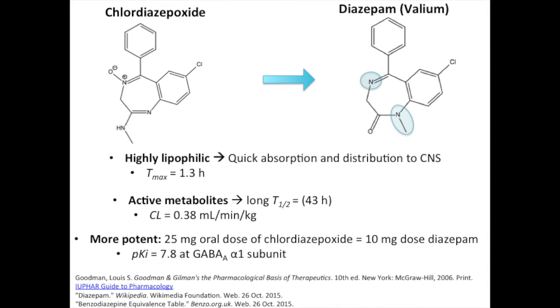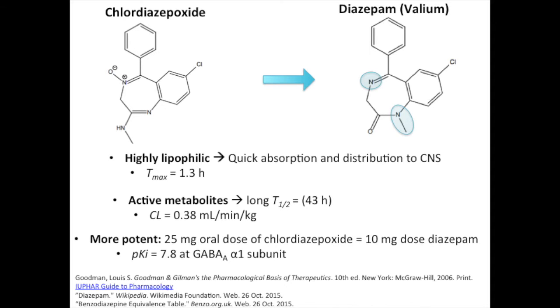Diazepam is extremely lipophilic, which allows for quick absorption and distribution to the central nervous system. Peak concentrations occur approximately 1.3 hours after administration. Additionally, diazepam's active metabolites and low clearance rate cause it to have one of the longer half-lives among the benzodiazepines, 43 hours. Compared to chlordiazepoxide, diazepam is about 2.5 times more potent.